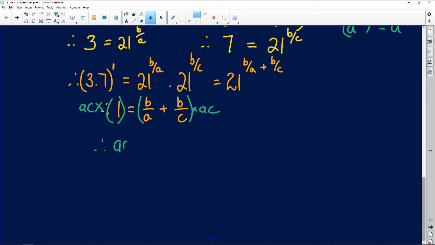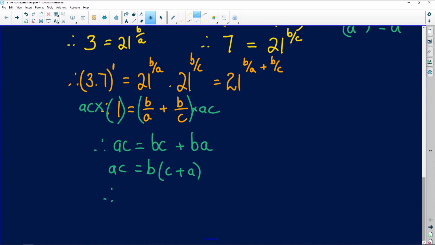Then I get AC, which is equal to, the A's cancel, BC plus BA. If I multiply there, the C's cancel, I have BA, of which I can remove the common factor of B. And then I have A plus C. So suddenly the question has gone from a matric question to a grade 8 algebra question where you just manipulate the A's, the B's, and the C's. Okay, all I need to do now is get B by itself, so I divide both sides by C plus A, and voila, there we have it. We've proved that that is indeed the case.